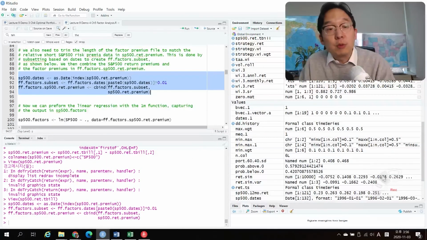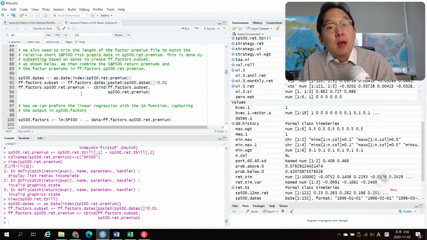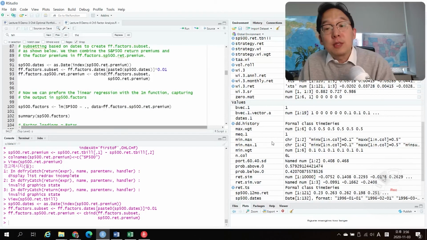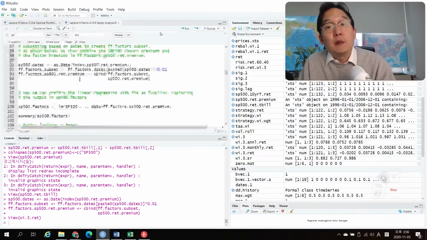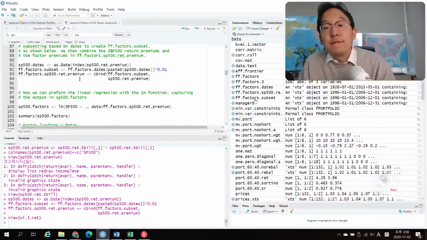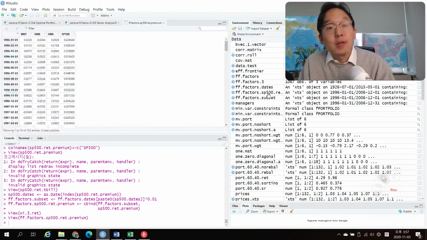Okay, so you do all these things, and then FF factors S&P 500. Where are you? FF factors, right? Factors S&P 500 return premium. Yeah, that's this guy. You see market, SMB, HML, S&P, right?